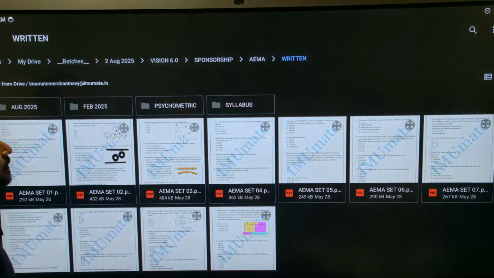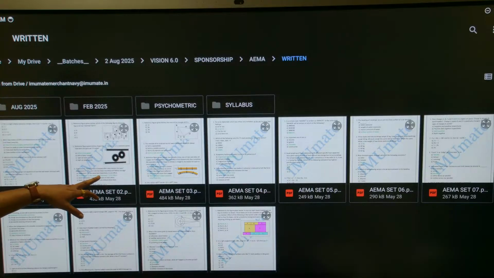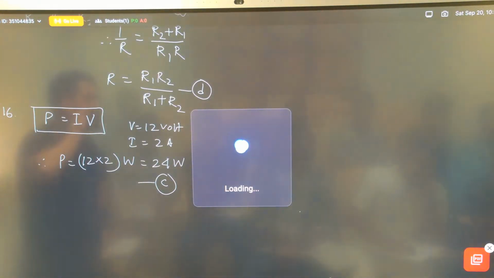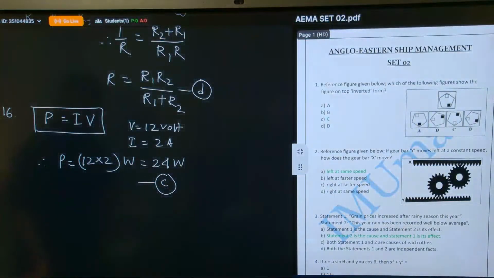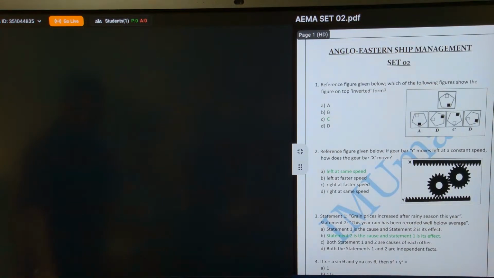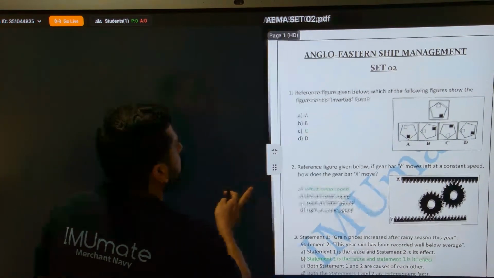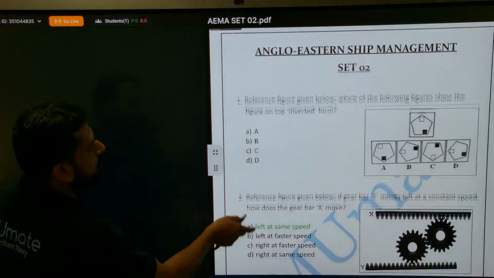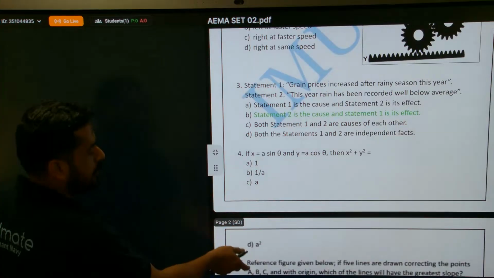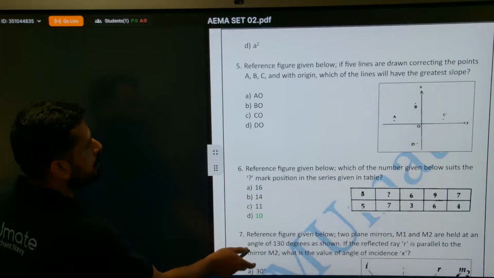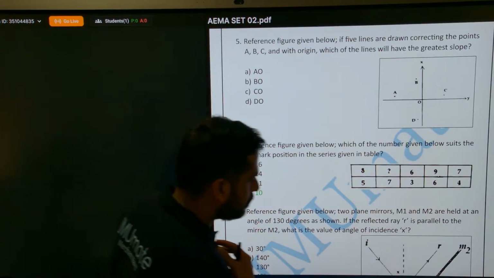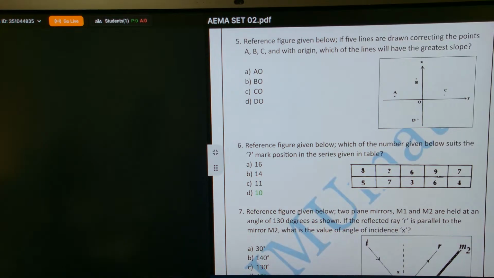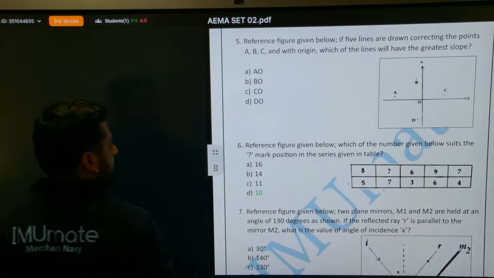So we already have done set 1. Let's start with set 2. Let's see what are there. Okay, I am making it as big as possible. Okay, now, do look at it. Please look at it. Please identify the questions.